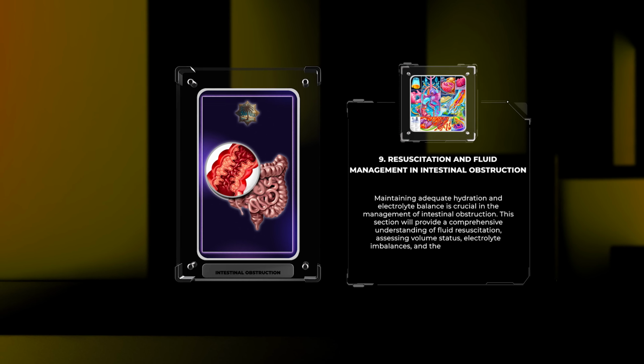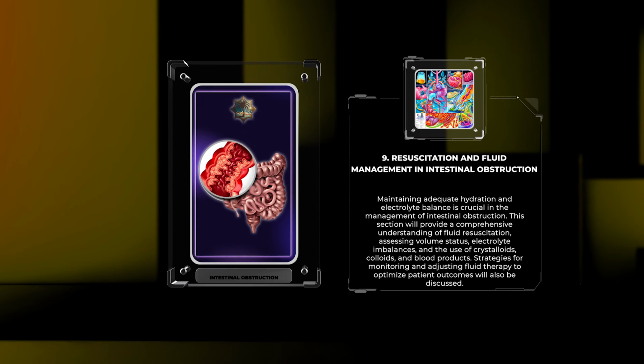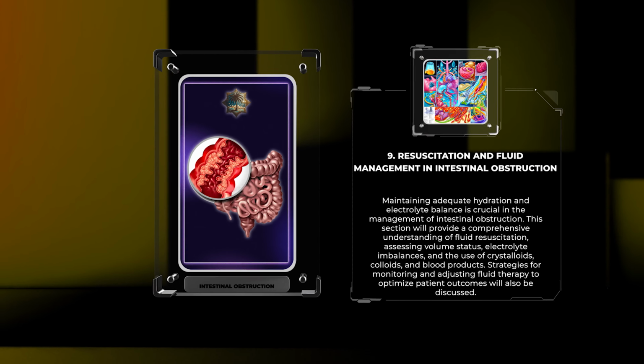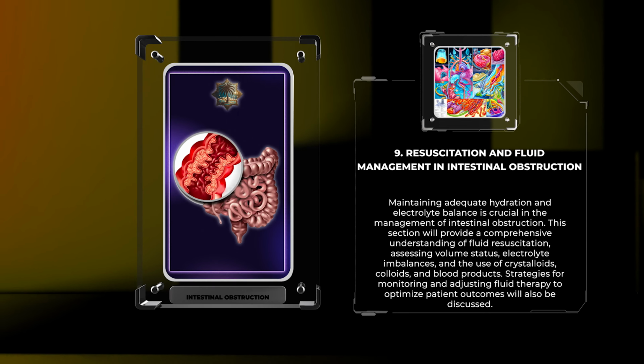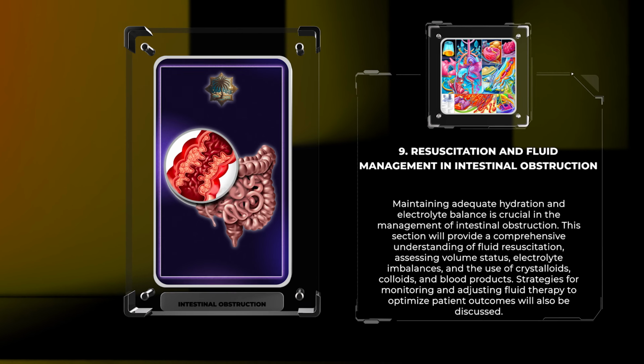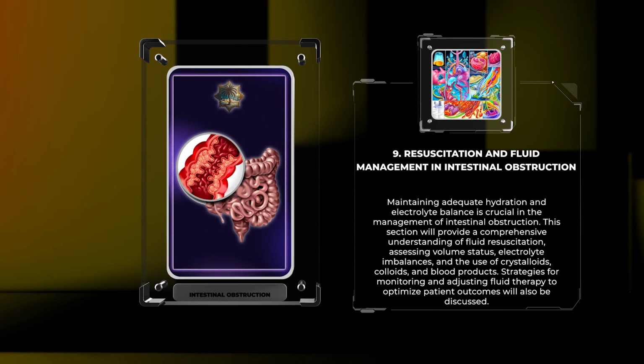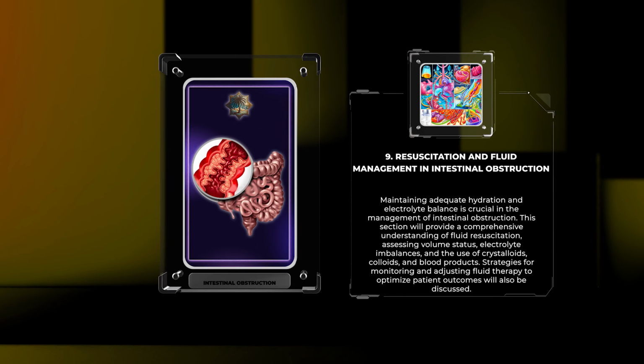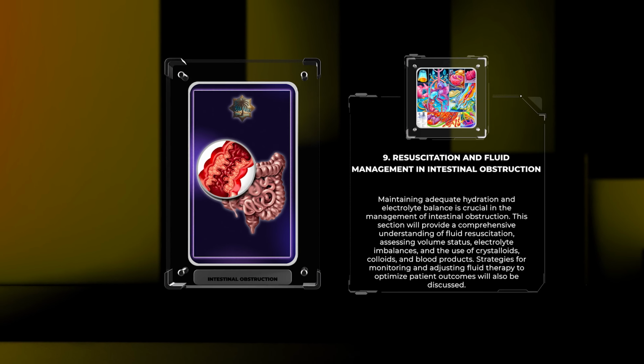Maintaining adequate hydration and electrolyte balance is crucial in the management of intestinal obstruction. This section will provide a comprehensive understanding of fluid resuscitation, assessing volume status, electrolyte imbalances, and the use of crystalloids, colloids, and blood products. Strategies for monitoring and adjusting fluid therapy to optimize patient outcomes will also be discussed.